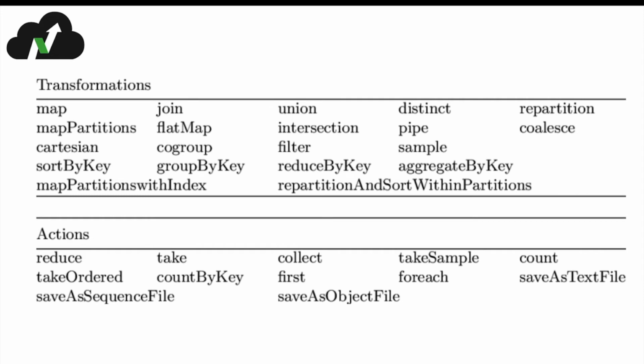Here are a couple of methods from transformation and action operations. So transformation consists of map, join, union, distinct, repartition, coalesce, flat map, group by key, sort by key. All these are the transformations. And actions cover reduce, take, collect, take sample, count, and so on. So unless you have an action in your code, let's say you implemented 5 lines of transformation functions, you won't be able to see any output until you perform an action.